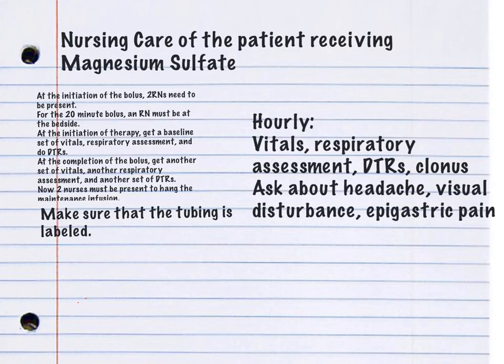So we do our vitals, we do our respiratory assessment, we do DTRs, we do clonus, and we ask them, are you having a headache, visual disturbance, or epigastric pain?